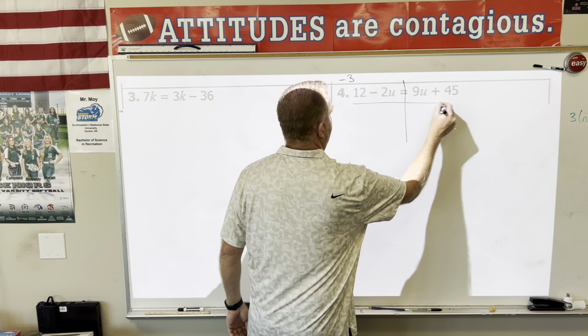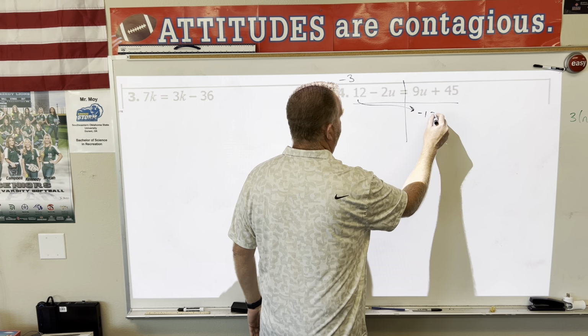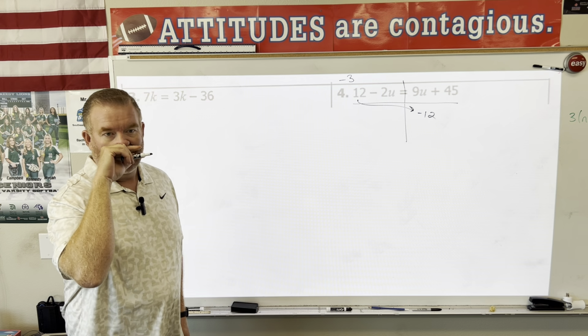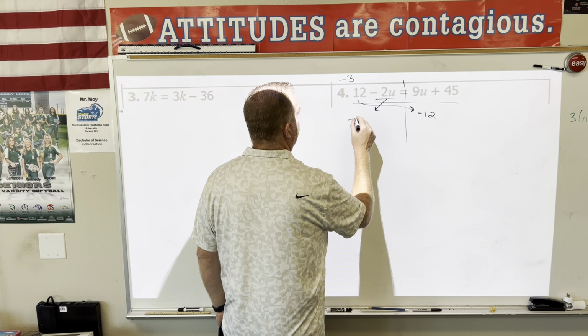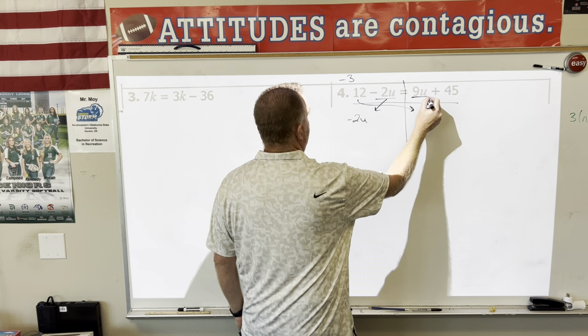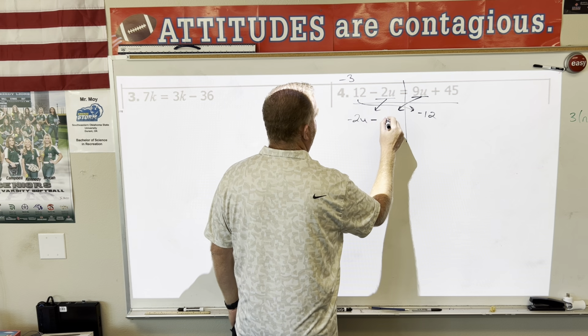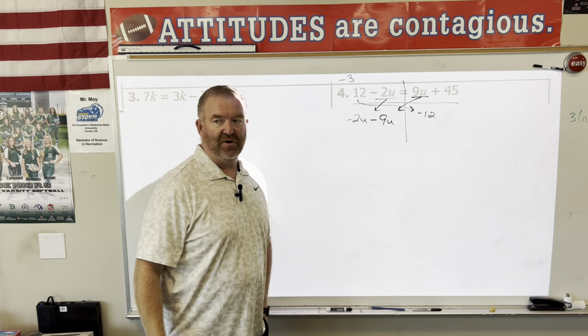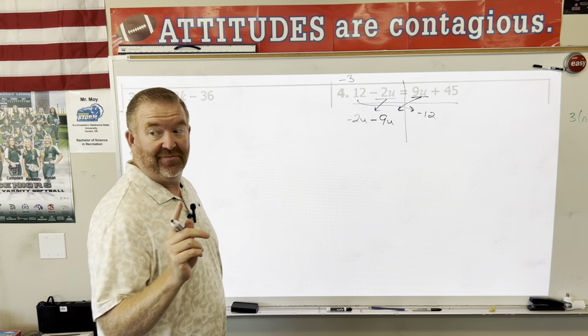Here we go. Nothing to solve. 12 has to go. That becomes a -12. Correct? -2u, that stays right here. What about 9u? What does it do? Goes to the left. The signs change. -9u. I'm betting that's probably where we messed up. The signs didn't change? No? That's not where you... It's not it?